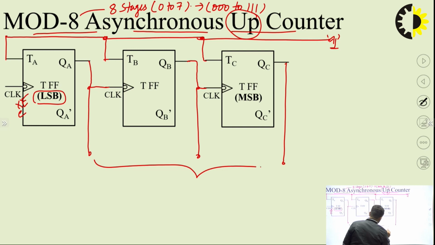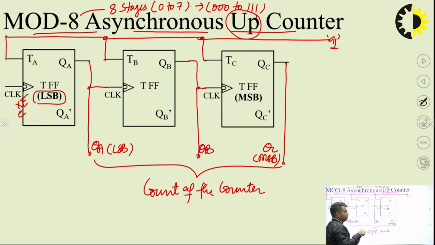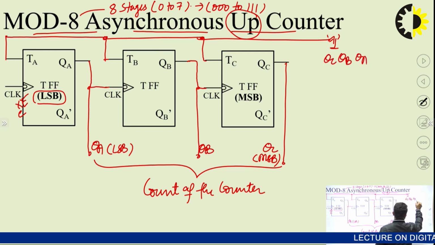At these 3 terminals, the count of the counter will be displayed here, but we have to keep in mind that this is QA, which is the LSB, and this is QB, and this is QC, which is MSB. But when we'll be writing the counting, then I will be using QC, QB and QA.